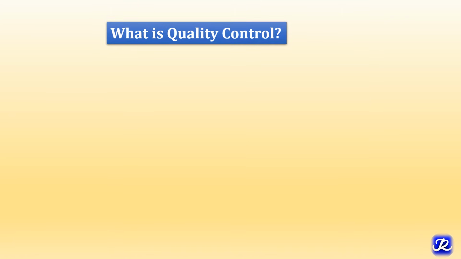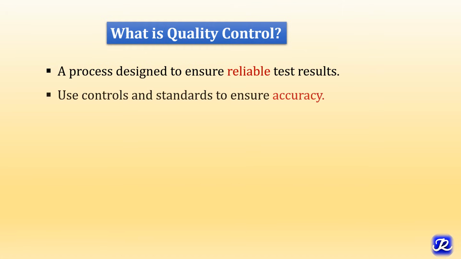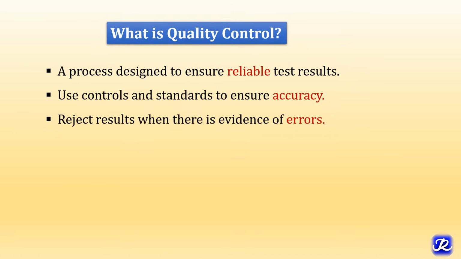So what is quality control? It is a process designed to ensure reliable test results. Reliable means trustworthy. So we are talking in terms of precision, which we are going to discuss later, with the use of controls and standards to ensure accuracy, and reject results when there is evidence of errors. So these 3 words are very important in quality control, that is reliability, which is also called reproducibility or repeatability, or precision. So the precision, accuracy and the rejection of errors. These things are vital for quality control in a clinical laboratory.